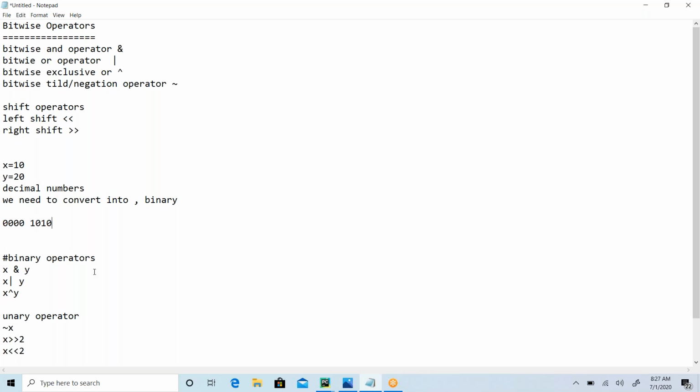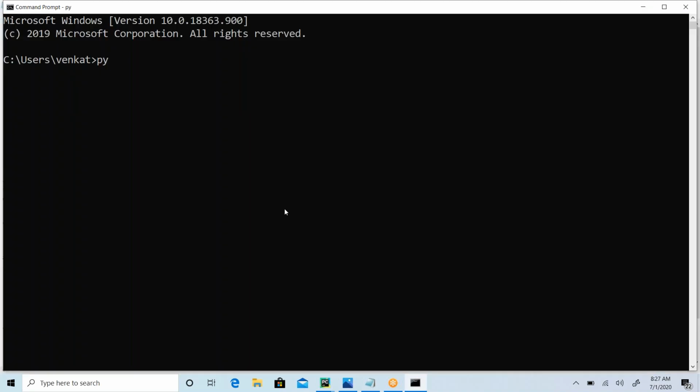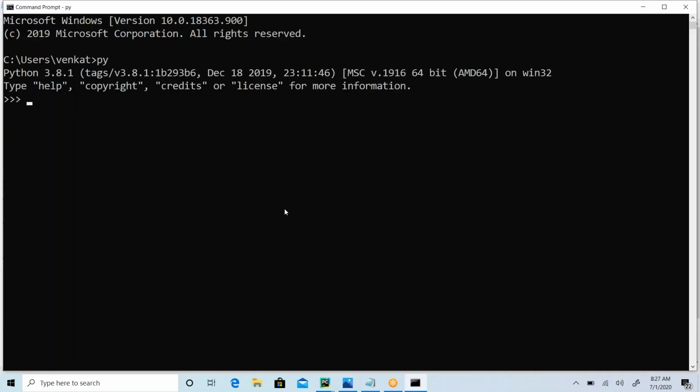Sir, I don't know how to convert this. Then you can just go to the command prompt, or the Python shell, and use the functions. We have conversion functions from decimal to binary and binary to decimal. If we have x value 10 and you want to convert this into binary, we have a function called bin, where you are going to get the value.